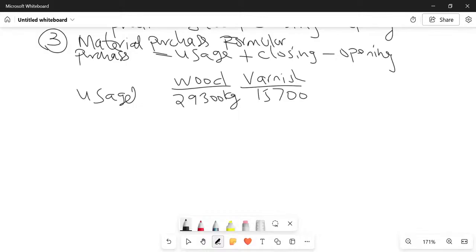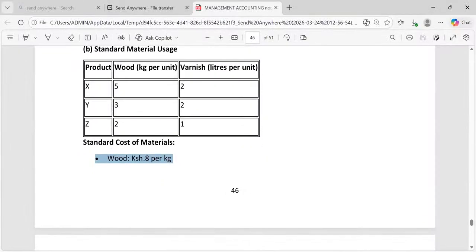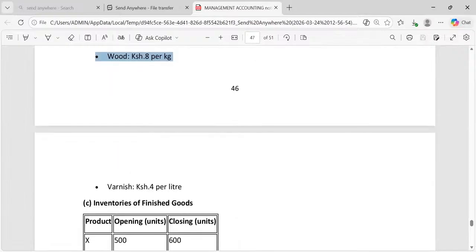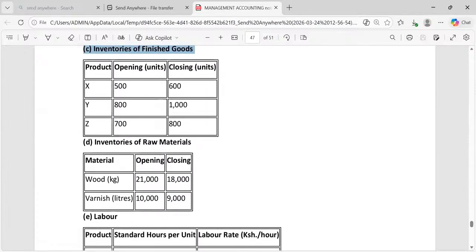So what do we do? We add closing. So closing, are you able to see the closing stock for materials? Oh, yes. Closing stock for materials. These are for finished goods. They are here. So closing stock, you can see wood is 18,000 and the varnish is 9,000.